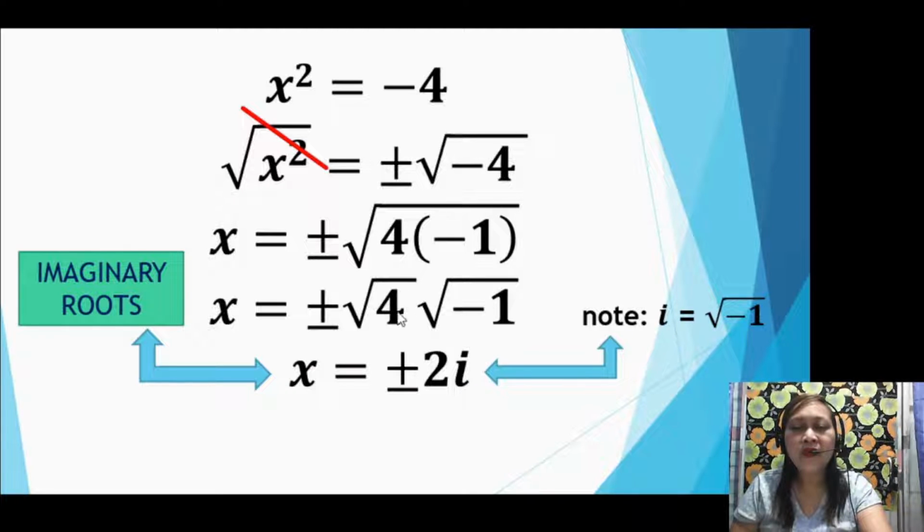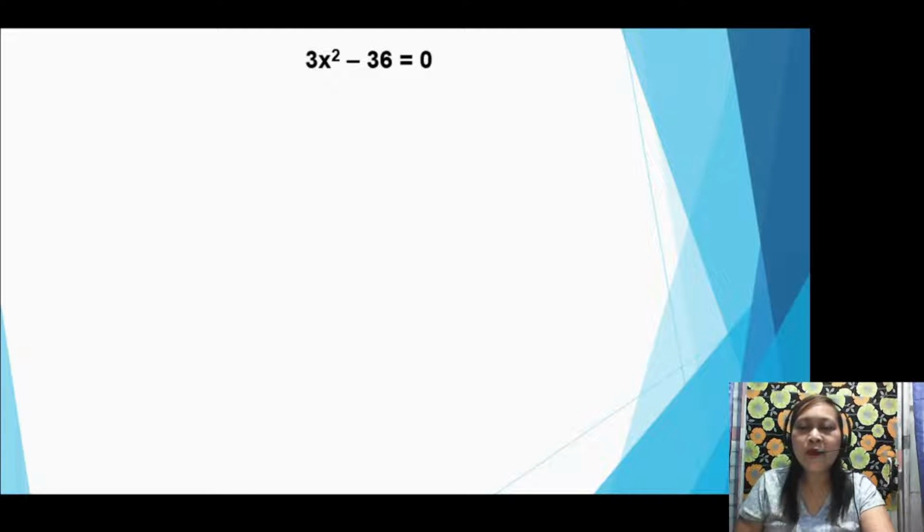What is the square root of 4, class? 2. And take note that the square root of negative 1 is our imaginary root. We will replace the square root of negative 1 with the imaginary unit and write it beside the number 2. We will not check this anymore because we know that this is not a solution. This equation has no solution. Now, let us proceed to our next example.